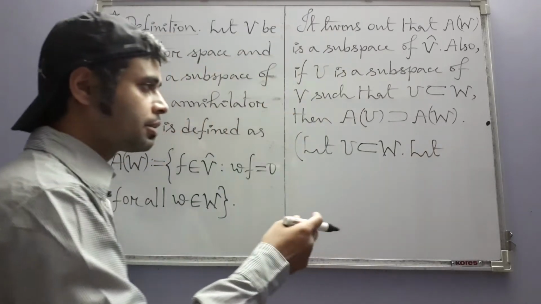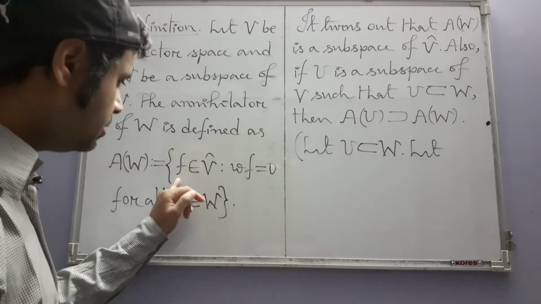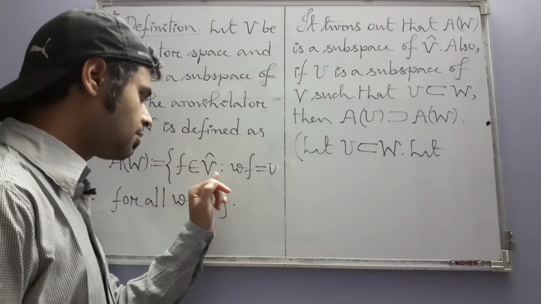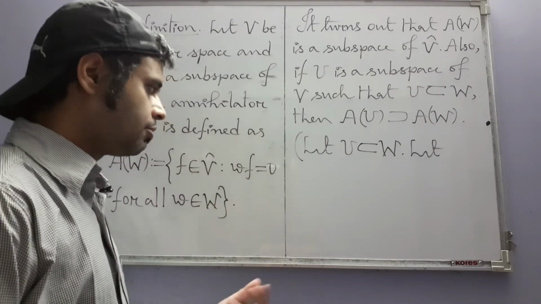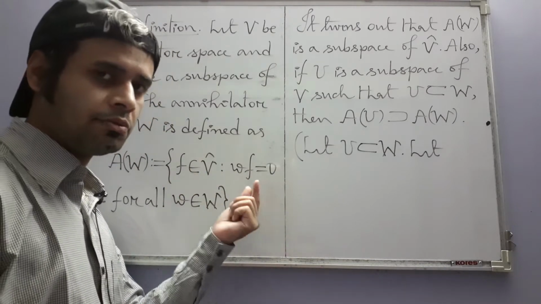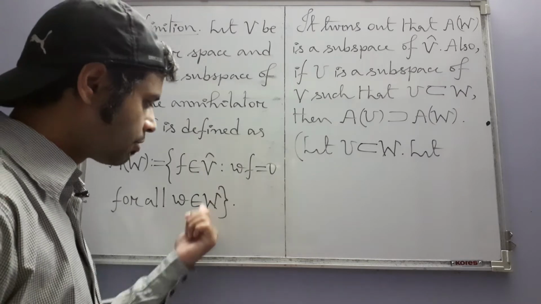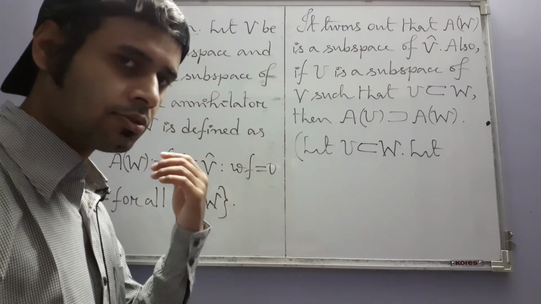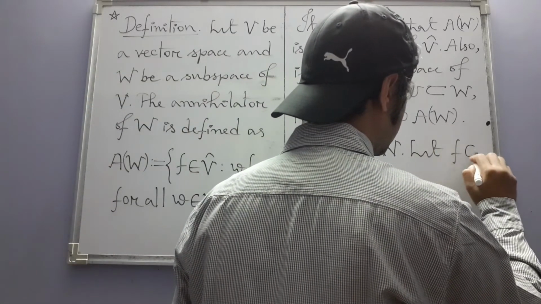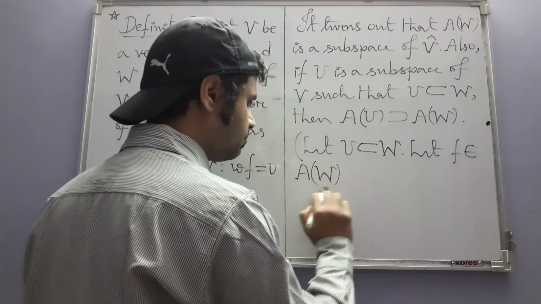But what type of elements are there in the annihilator of W? After all, linear functionals, and in fact that's why it's called the annihilator of W. It's the set of those linear functionals that annihilate or eliminate W, the subspace W, completely, in this sense that whatever input you put in this linear functional from W, that is going to be annihilated. That means that is going to be made 0. So let's just take f to be any element in the annihilator of W.